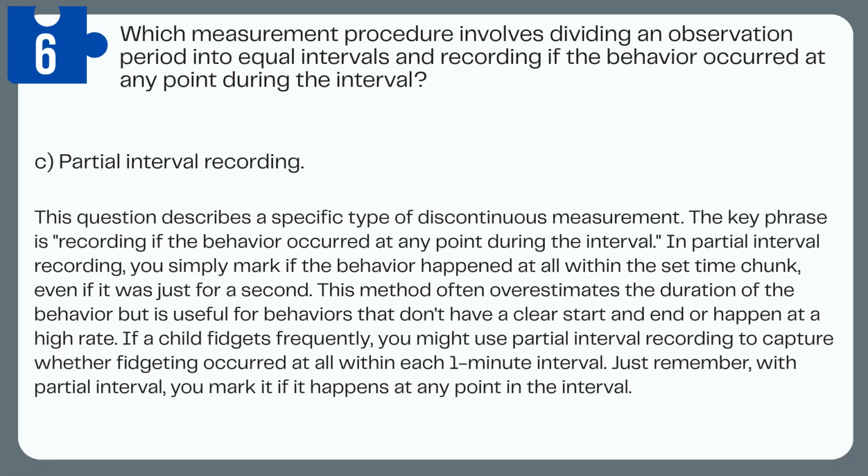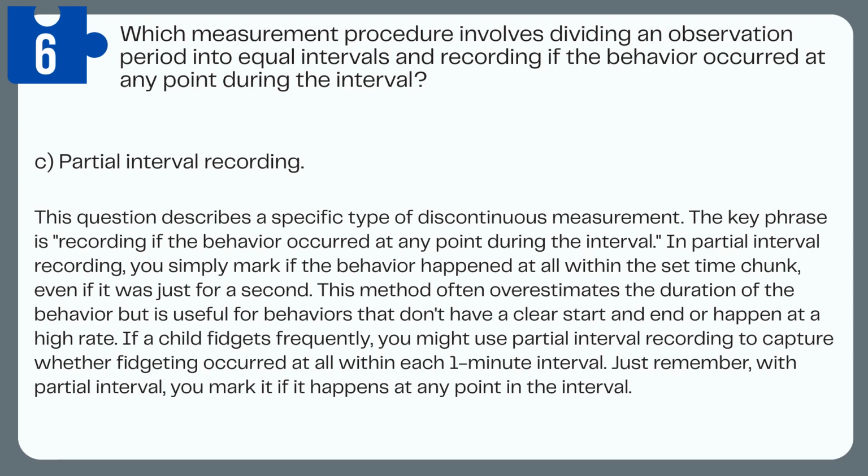Answer: C. Partial interval recording. This question describes a specific type of discontinuous measurement. The key phrase is recording if the behavior occurred at any point during the interval. In partial interval recording, you simply mark if the behavior happened at all within the set time chunk, even if it was just for a second.